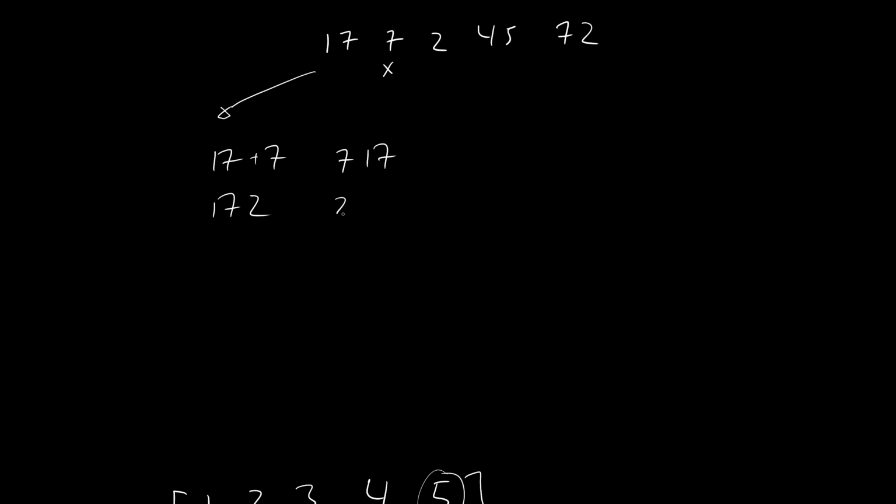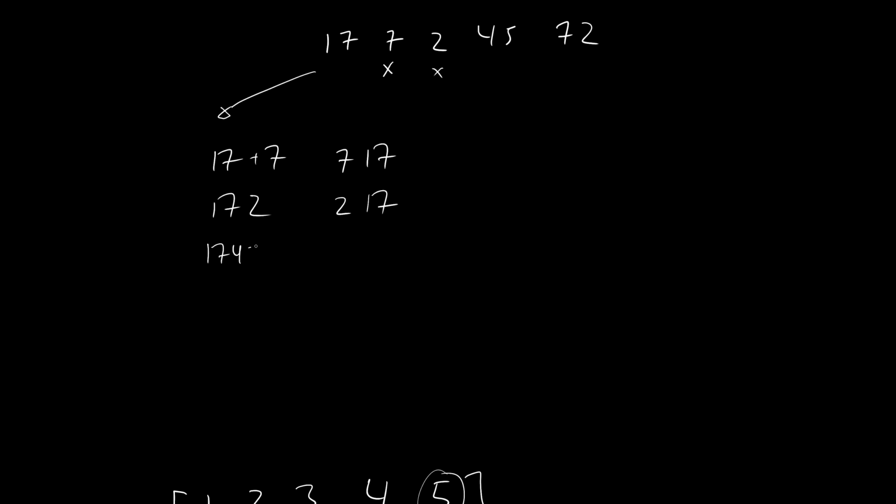So back to the example, we had 17, 7, 2, 45, 72. Okay, so let's take 17 first, and then we're gonna see which one is bigger. So is 17 plus 7 bigger than 717? No, it's not. So 17 is not bigger than 7. All right, and then let's go to 2. 17, 2. Is that bigger than 217? No, it's not. Okay, 45.